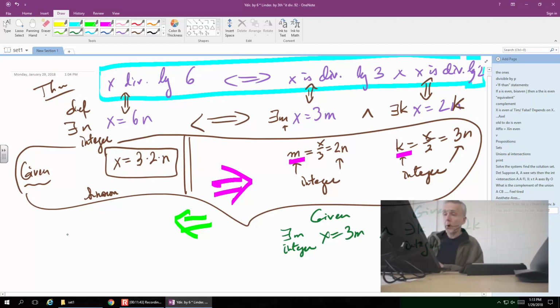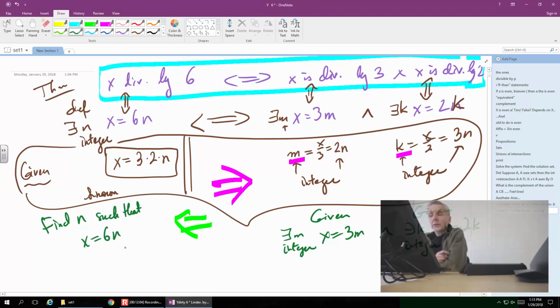And then we're supposed to demonstrate the existence of what? Of n. So usually we just say find n. Remember, find n such that, integer, naturally, x is equal to 6n. Okay, so that's what we have demonstrated, right?